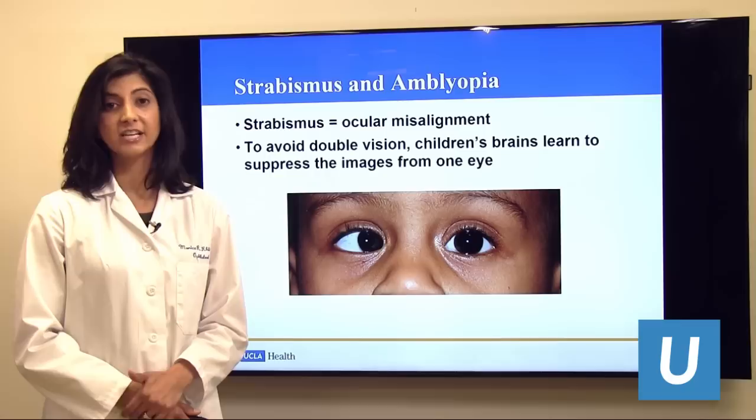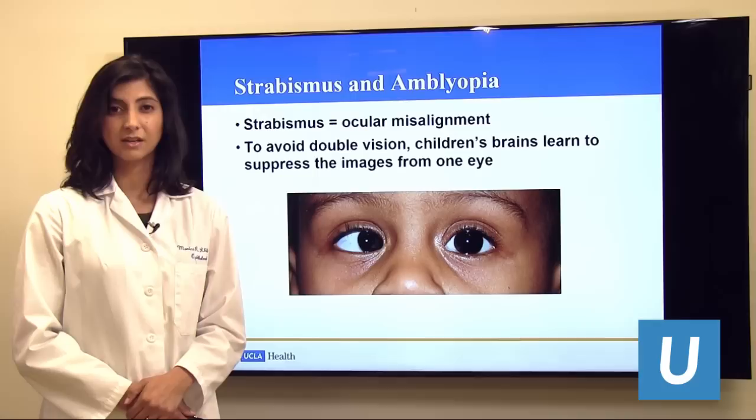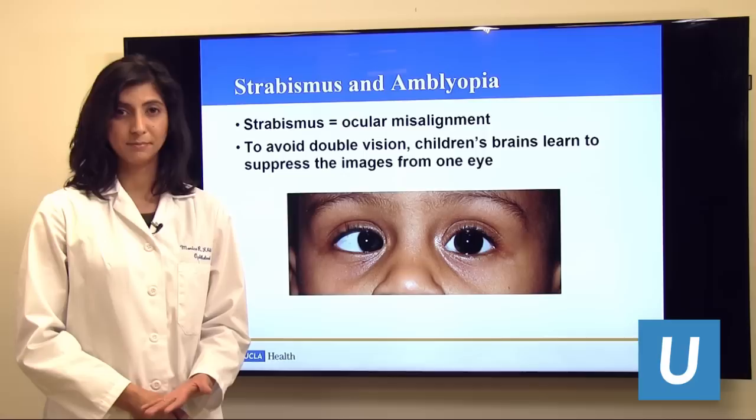In an adult, if they developed acute onset of strabismus, they would suffer double vision. However, in children, because their brains are still adaptive, in an effort to avoid the double vision, the brain instead suppresses the images from one eye.